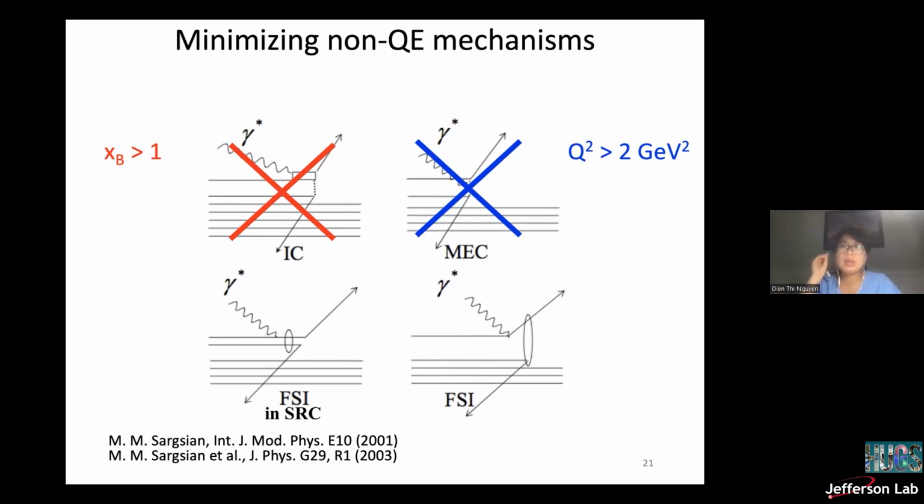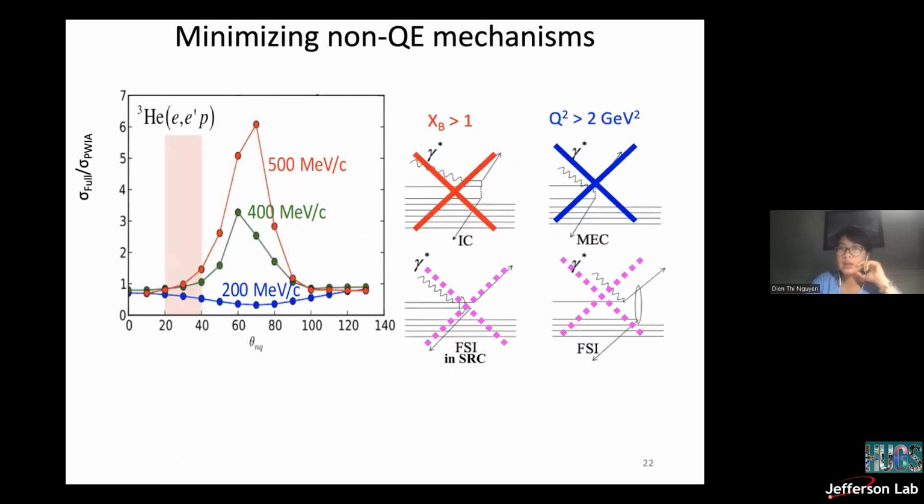So I will only give you a big picture here. For detailed information, check this out. That's about isobar configuration and the meson exchange. How about the final state interaction?